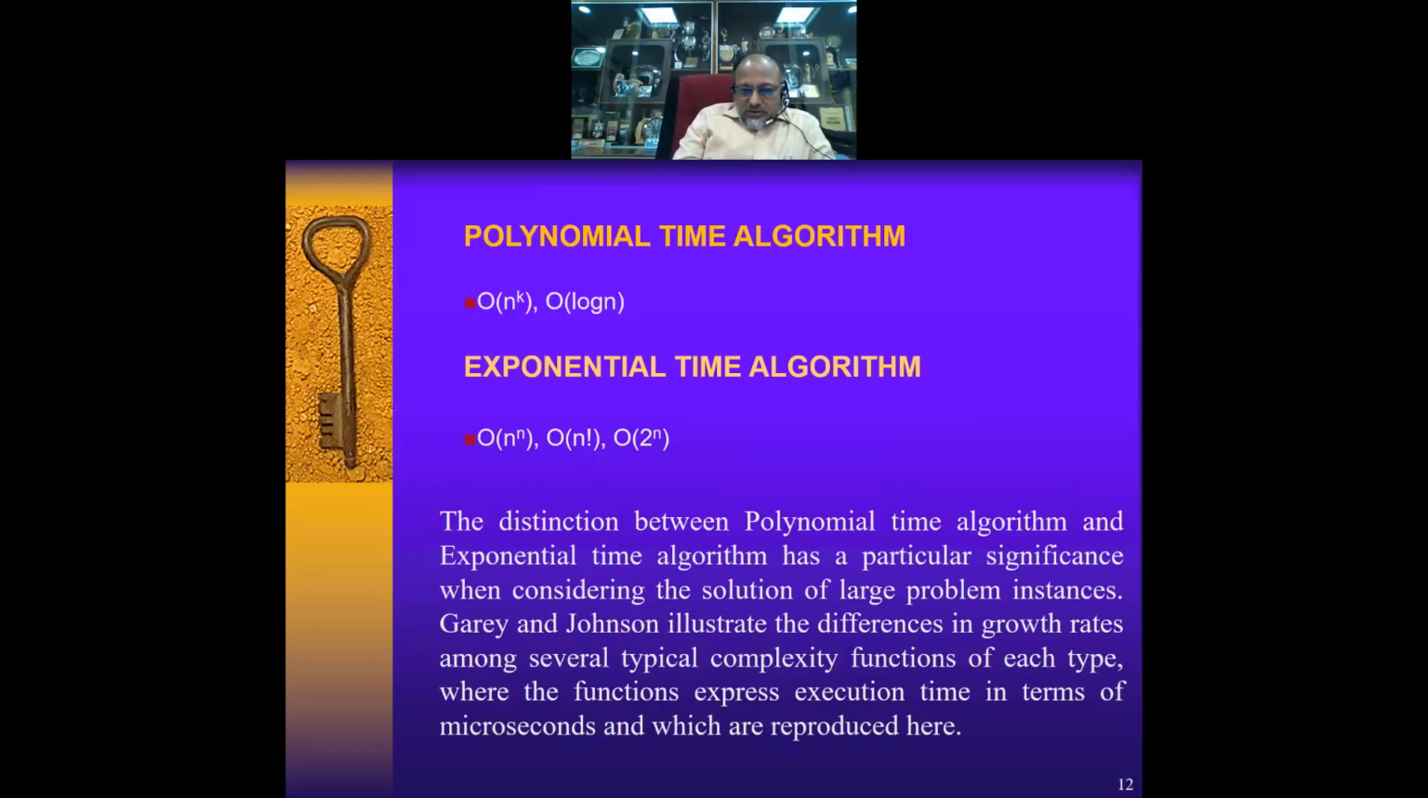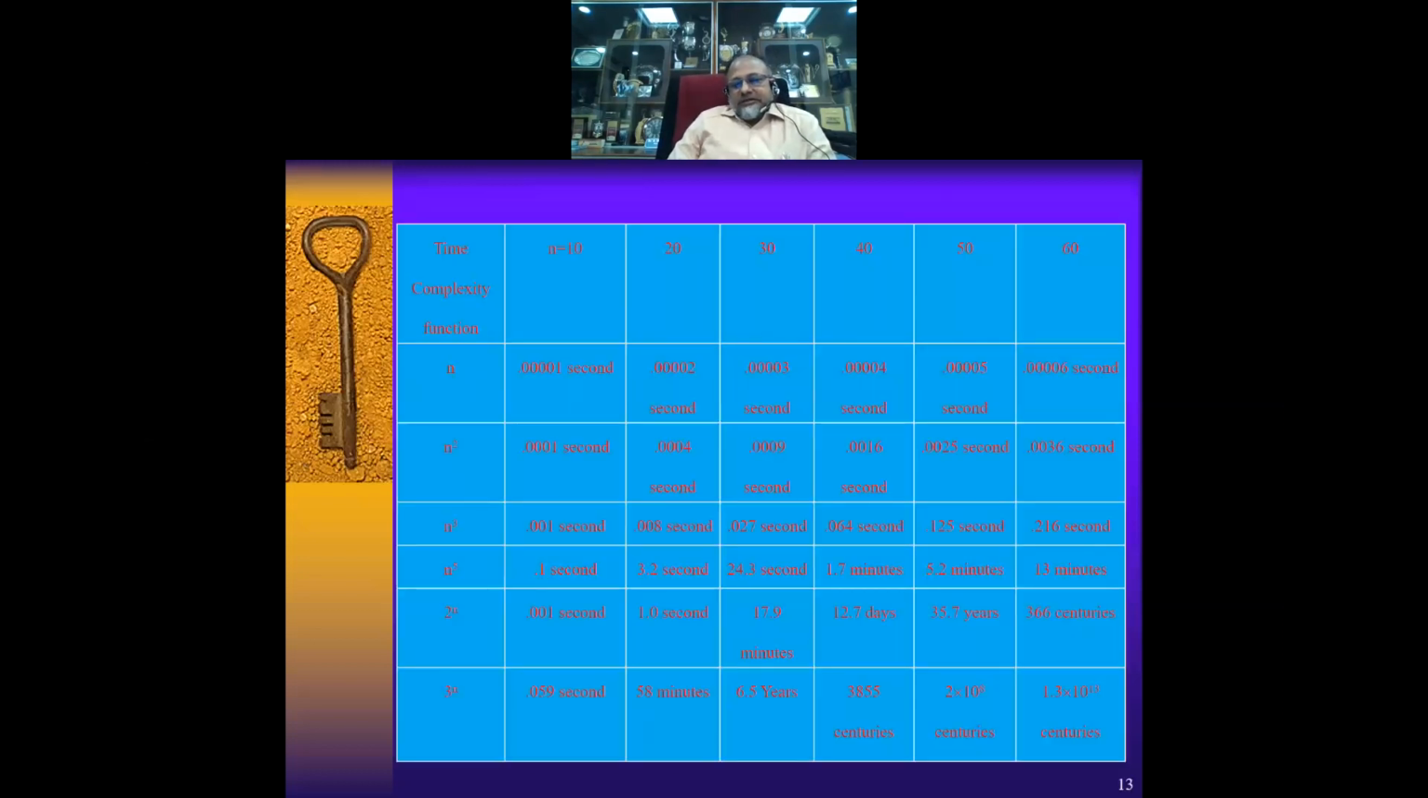Just see this table, the time complexity function. Here n means the number of nodes. I am considering a 10 node problem, 20 node, 30, 40, 50 and 60 node problem. For example, this is given by Garey and Johnson. And for time complexity I am giving n, n square, n power 3, even n power 5 is a polynomial time algorithm. And the last two rows indicate 2 power n and 3 power n. It is an exponential algorithm.